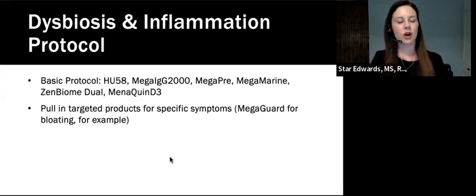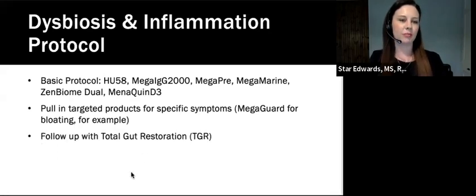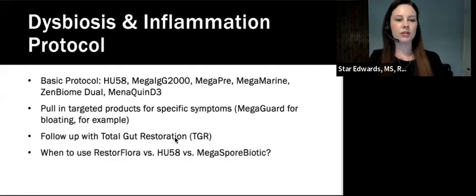You also want to pull in targeted products for specific symptoms. That might be MegaGuard if your patient has bloating, for example, and then follow up with the total gut restoration.